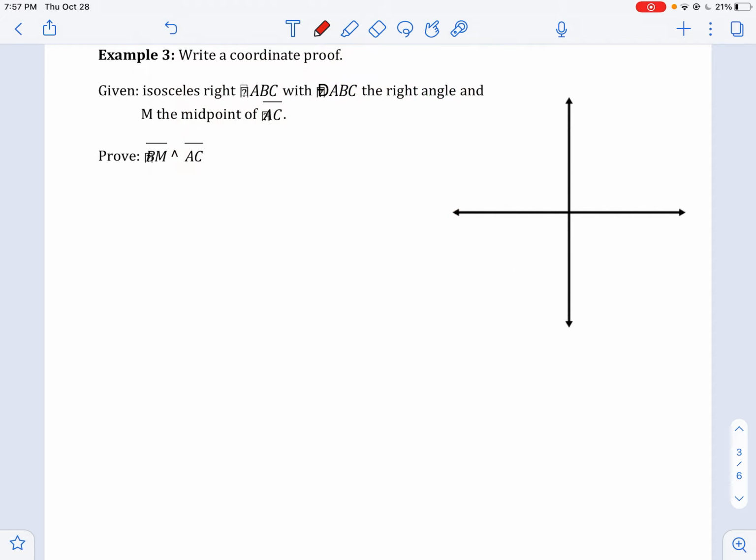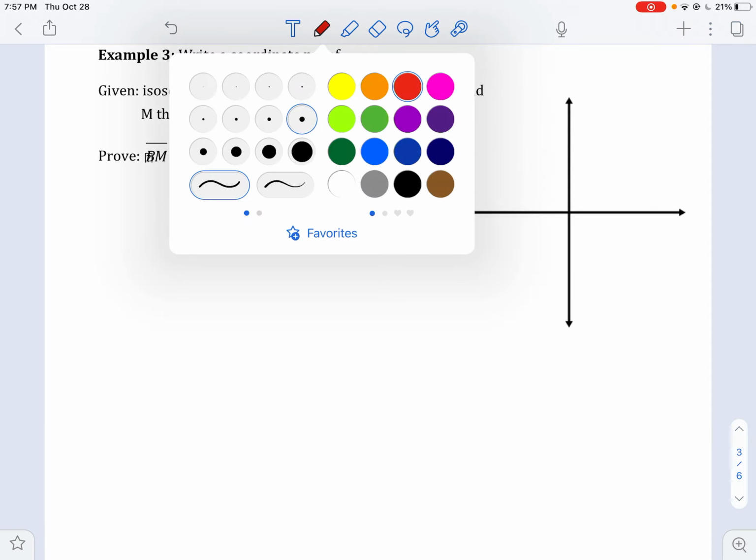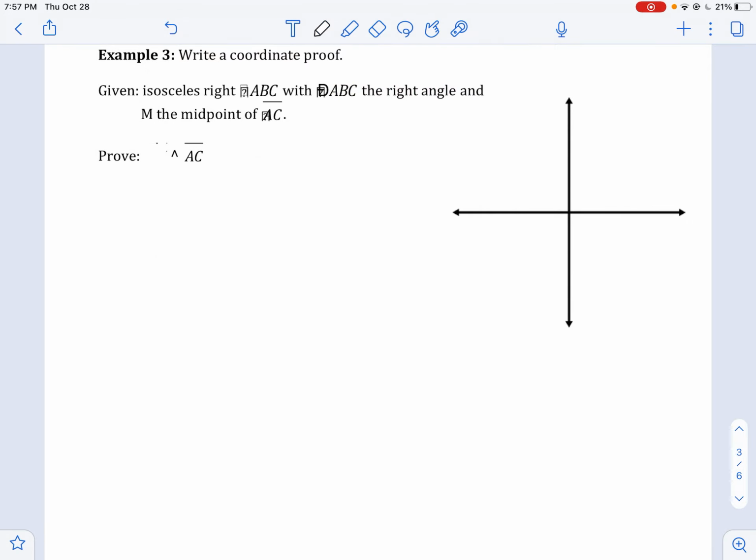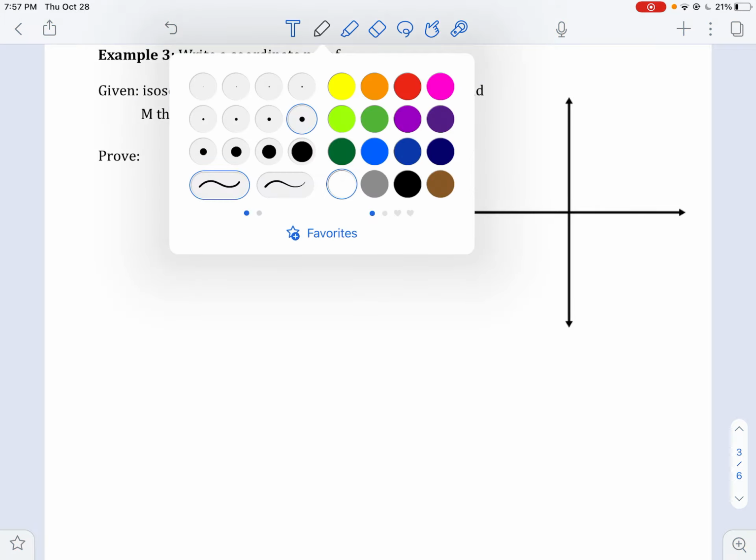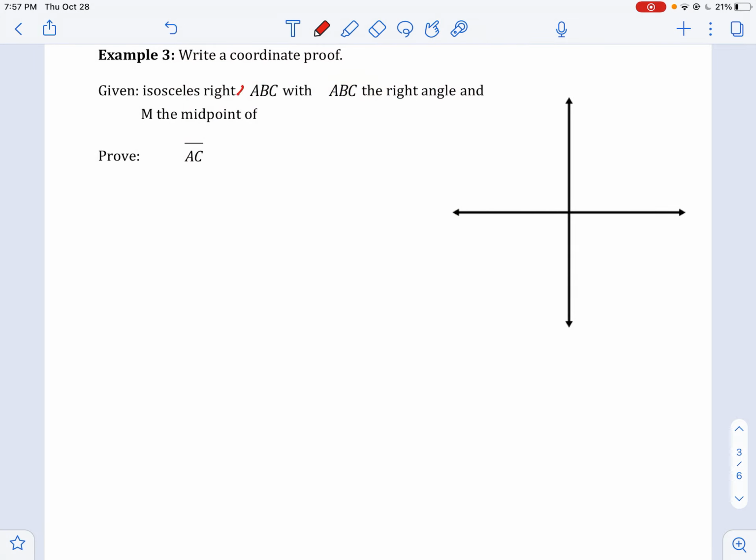So I want to write a coordinate proof, and given the isosceles right triangle ABC, with angle ABC being the right angle, and M is the midpoint of AC. I want to prove that BM is perpendicular to AC.